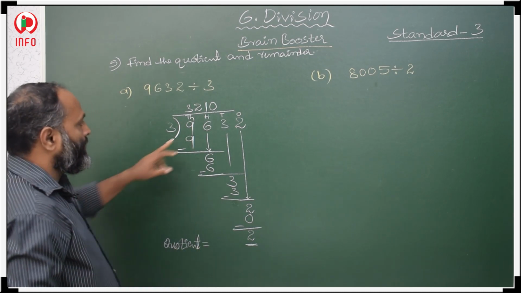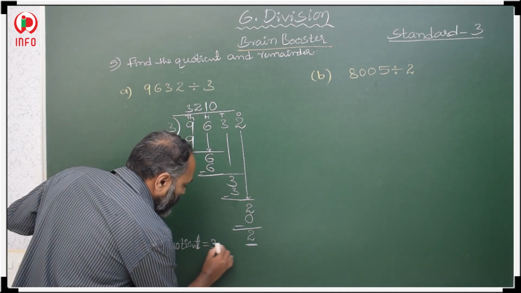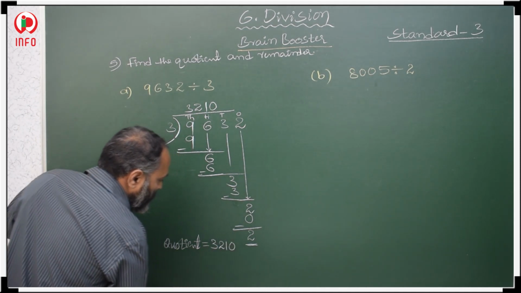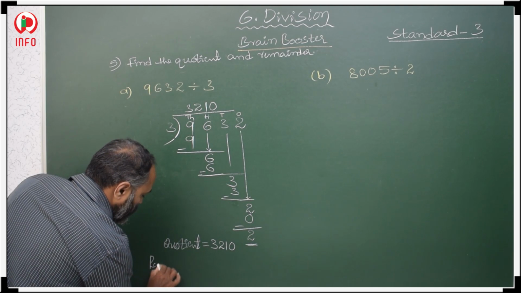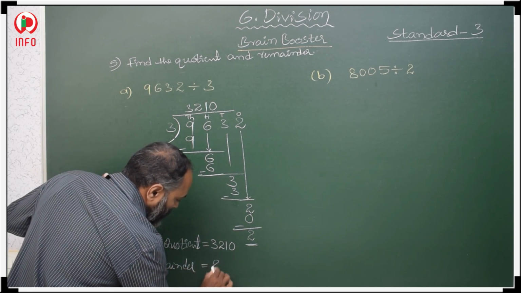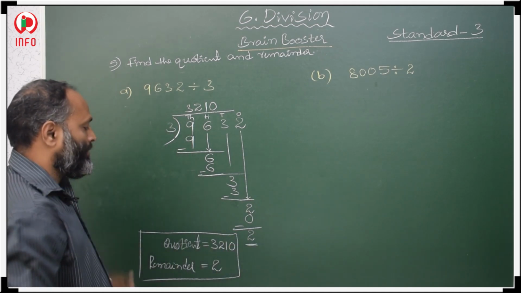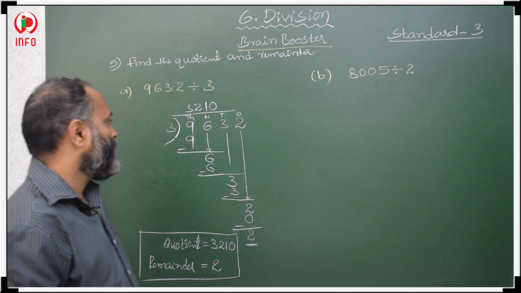What is the quotient here? 3210, this is your quotient, and the remainder is 2. This is your quotient and remainder. Okay.